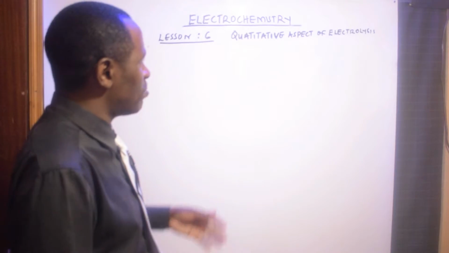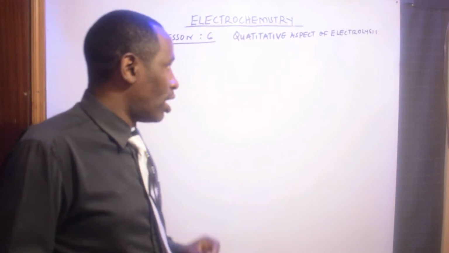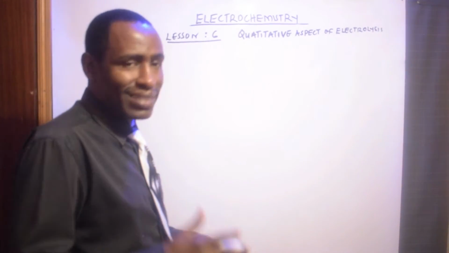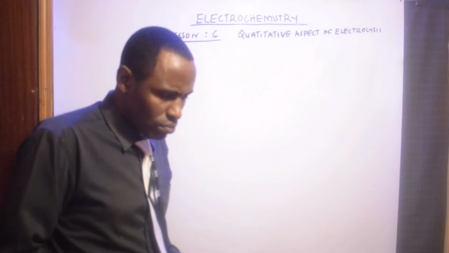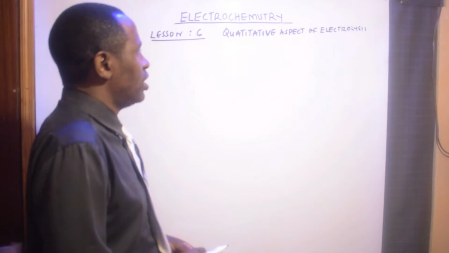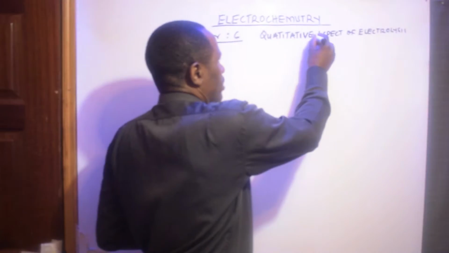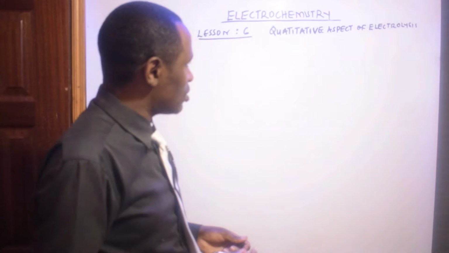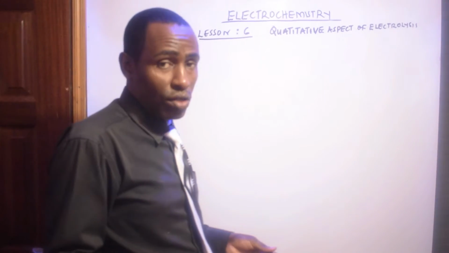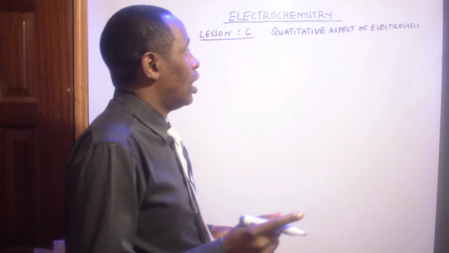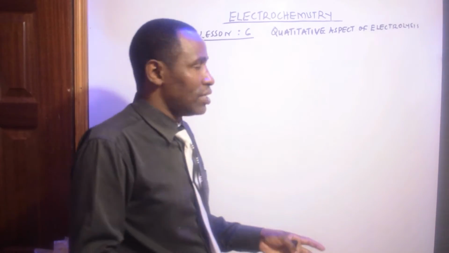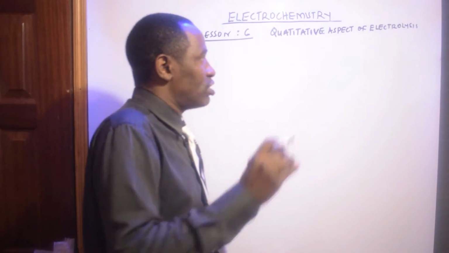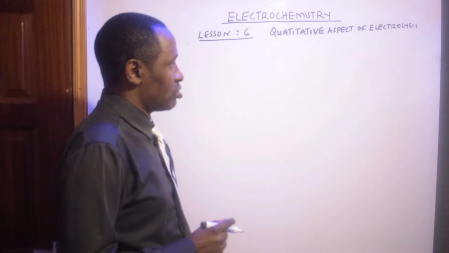Now, in my lesson 6, I want to deal with the quantitative aspect of electrolysis. Here, how can we determine the amount of products formed at the anode and the cathode? It's important that I mention here that according to Faraday's law, the quantity of products formed at the electrode is directly proportional to the amount of electricity passed through the electrolyte.